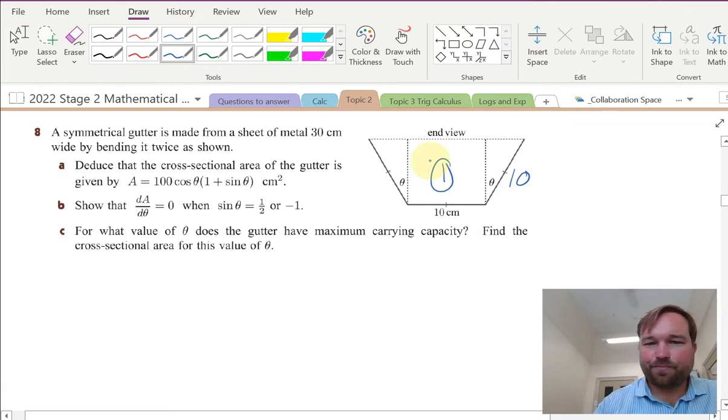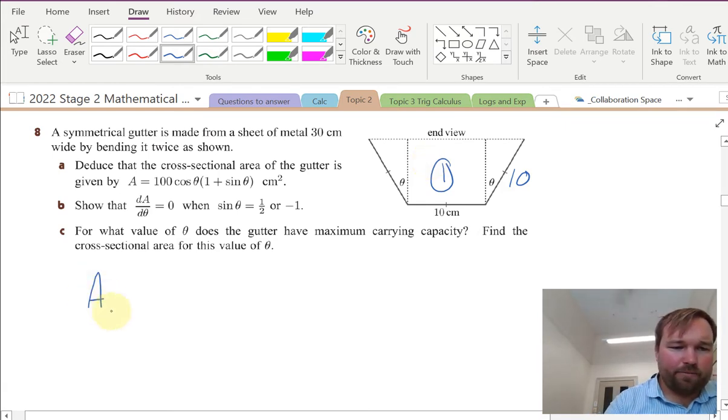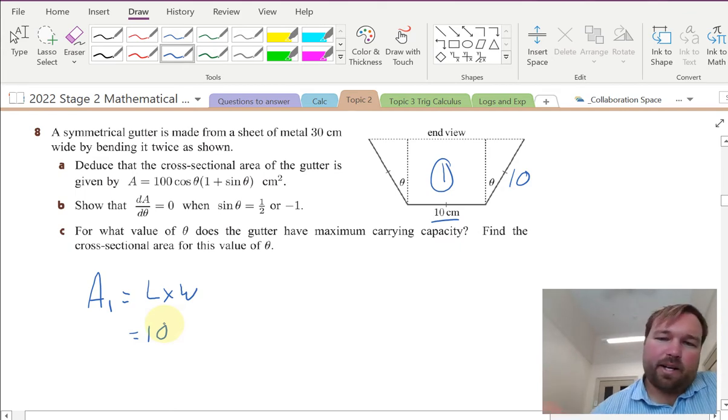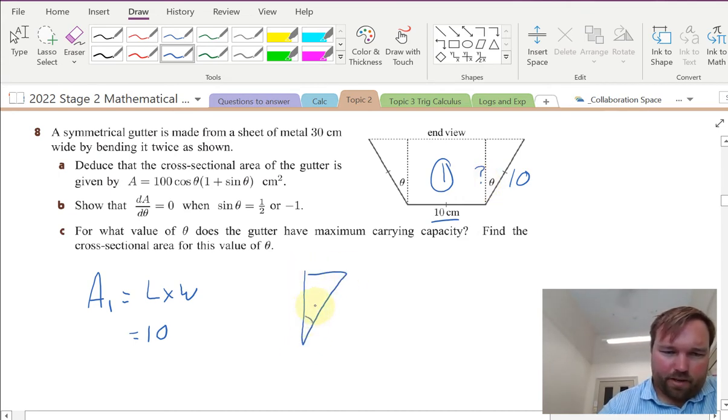First section 1. Okay, the area of 1 is length times width. Now, length is easy enough. I'm going to call length 10. Height is a bit harder. Height is this number here. So if I think about that, I have a theta and I have a 10, and I want to find this height here, which I'm just going to call h. What relates them is the fact that there is a right angle here, and I can use SOHCAHTOA.